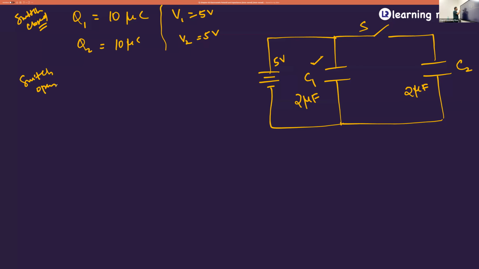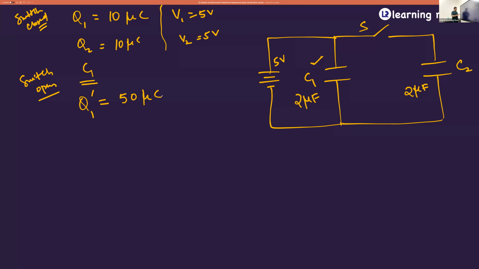So for capacitor 1, what is going to be the charge? Q1 dash is equal to K times the initial charge, because it is still getting charged. So how much will the answer be? The dielectric slab is of dielectric constant 5, so it will be 50 microcoulomb. Am I clear with this?